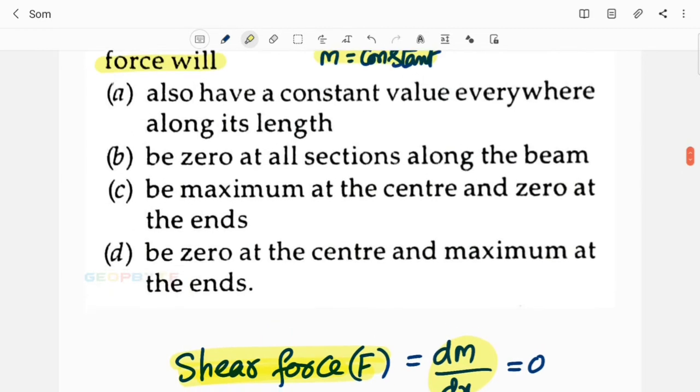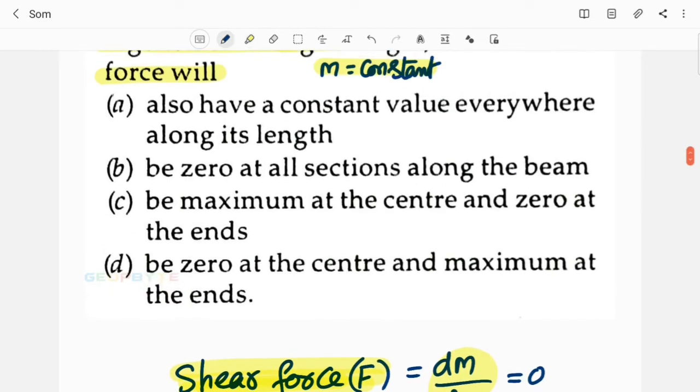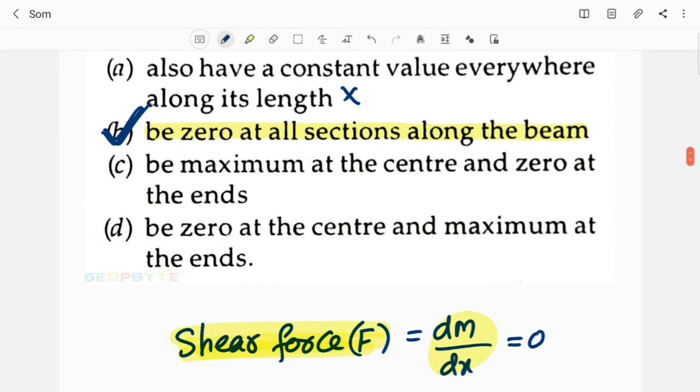Now let us look at the answers. Option A: constant value everywhere along its length? No. Option B: 0 at all sections along the beam. So since the shear force is 0 at all points, option B is absolutely correct. I hope you clearly understood. Remember, the rate of change of bending moment is equal to shear force. Look at the next problem.